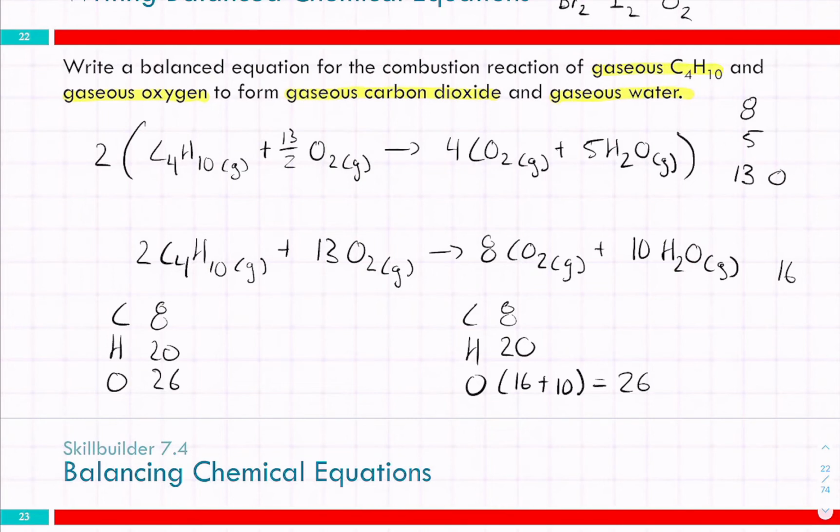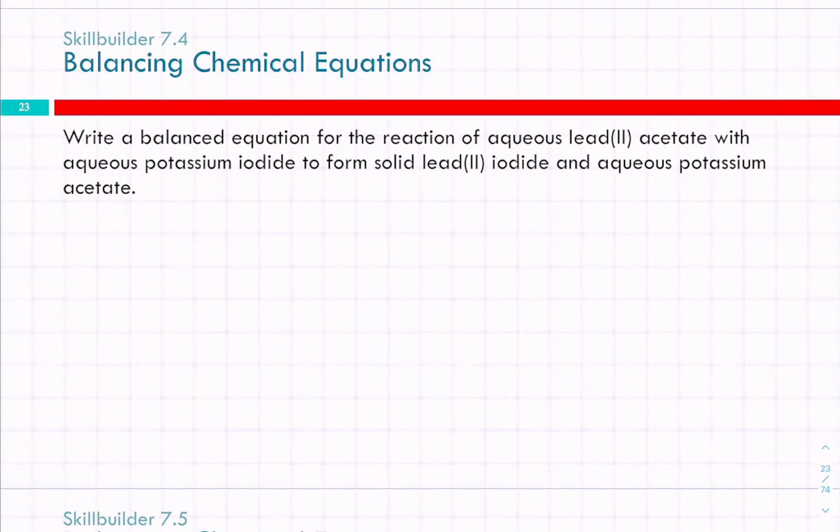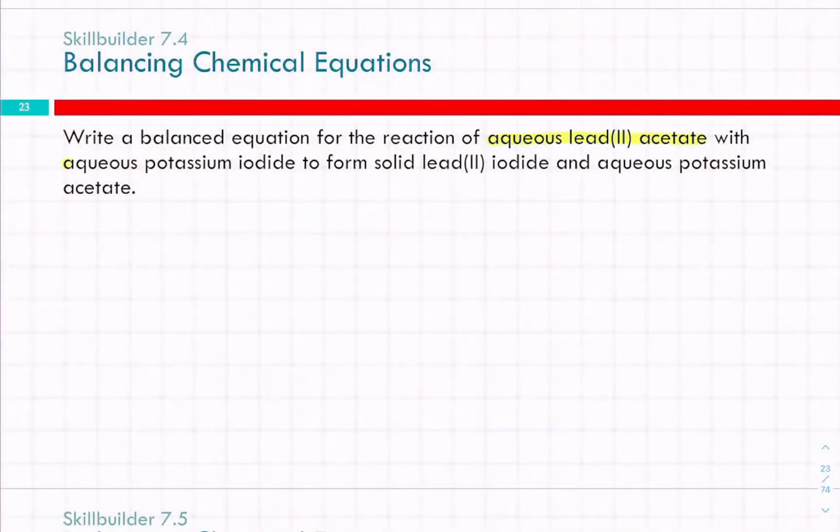Some chemical reactions are easier to balance than others. So we write a balanced equation for the reaction of aqueous lead acetate with aqueous potassium iodide to form solid lead iodide and aqueous potassium acetate. So aqueous lead acetate. What? Okay, smart highlighter, thanks. Aqueous potassium iodide to form solid lead iodide and aqueous potassium acetate.